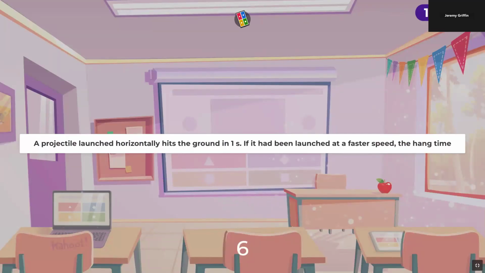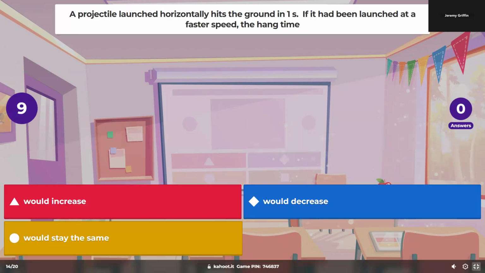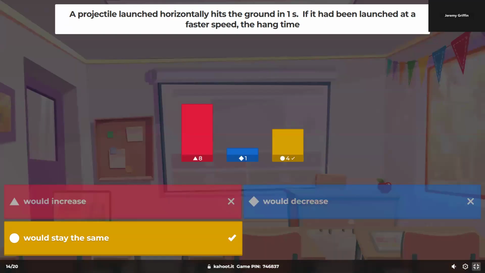A projectile launched horizontally hits the ground in 1 second. What if it had been launched twice as fast? Now what happens to the hang time? Right, so you're on top of a cliff, you blast it straight horizontal, then you blast it even faster horizontal. Okay, same time. Right? Isn't that?